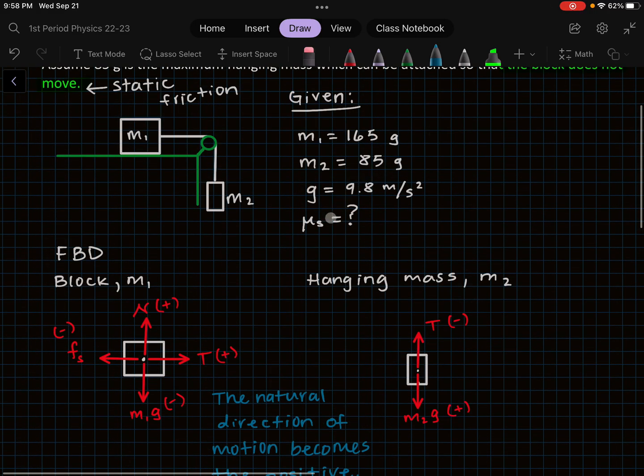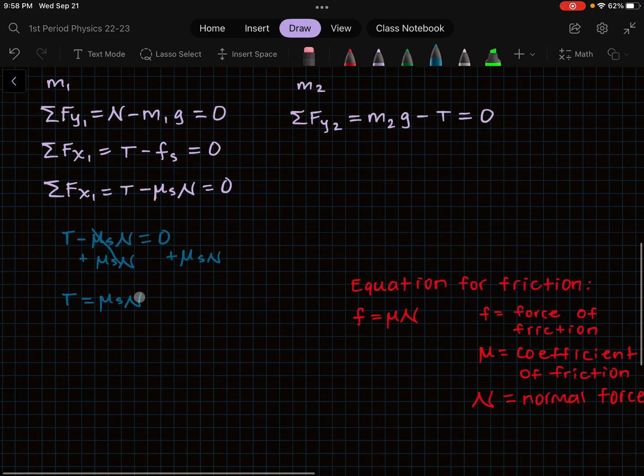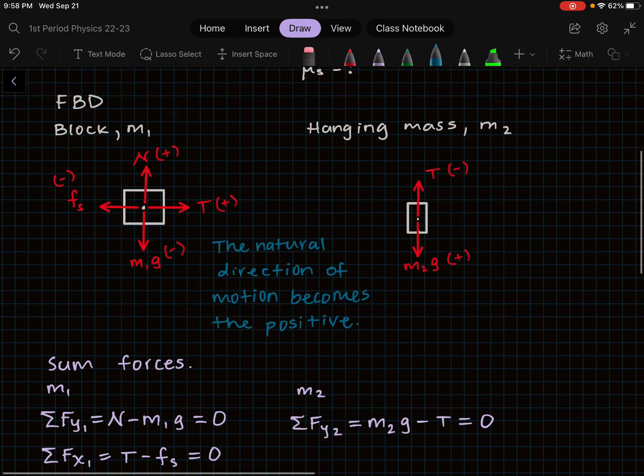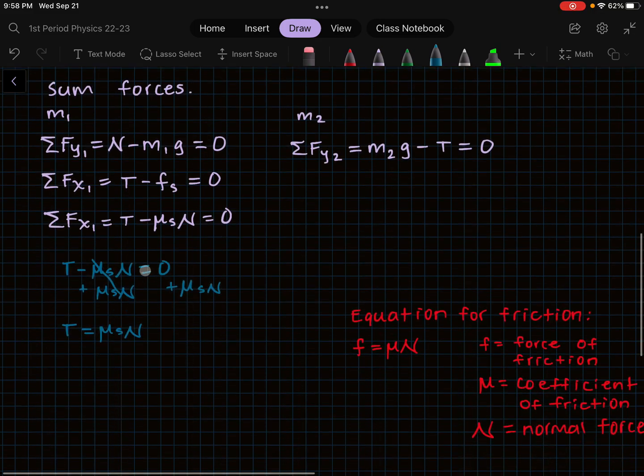Yeah, mu sub s over here. There's a problem. I don't know what the normal force is. What I can do is get this equation over here for the y, because since these two are equal to 0 when subtracted, that means they're equal and opposite. Think about it. This is not moving down nor up. That means these two forces are equal and opposite. So I would do the same steps, right?